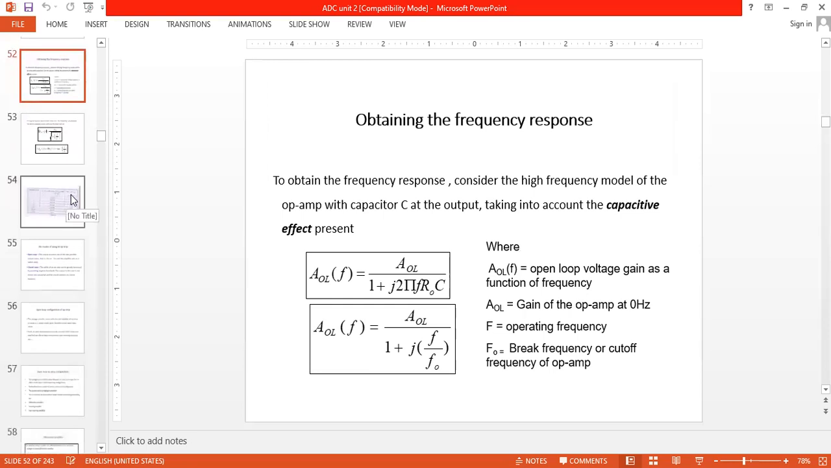So this is the frequency response equation. How is it obtained? To obtain the frequency response, consider the high frequency model of the op-amp with the capacitor C at the output. Taking into account the capacitive effect present, AOL(f) is equal to AOL divided by 1 plus j 2 pi f R0 C.